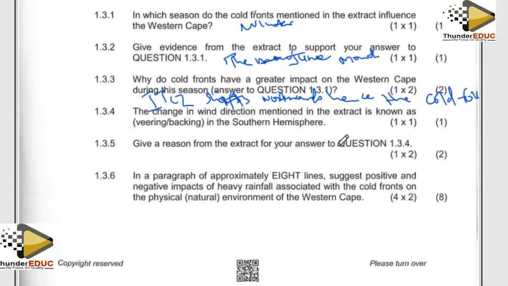Since this is the southern hemisphere, we take backing. Okay, so the answer here is backing. Give a reason for your answer. Give a reason from the extract for your answer. It is given in the extract somewhere. When you go back to the extract, they say the wind direction is associated with the cold front in the southern. No, it's not that one.